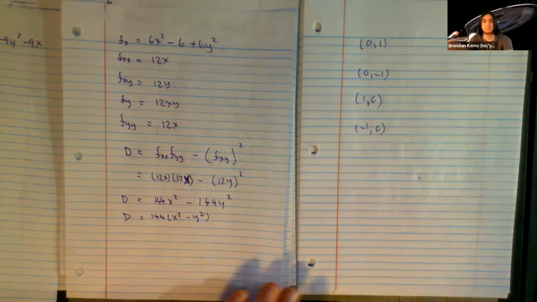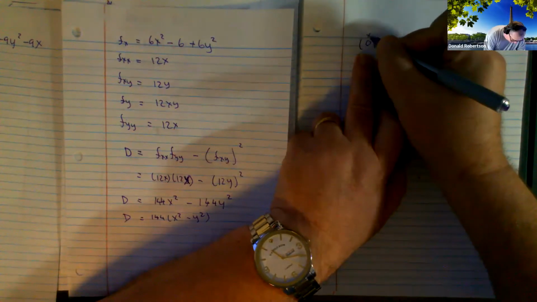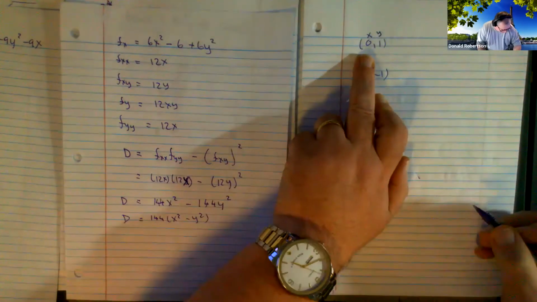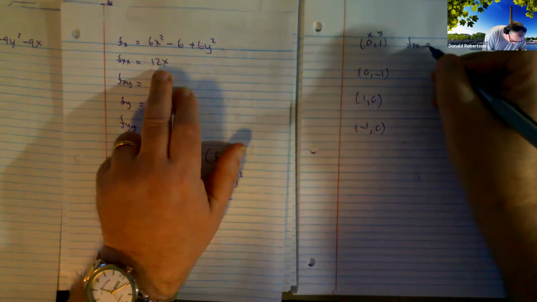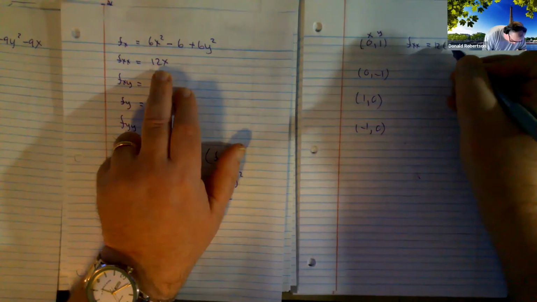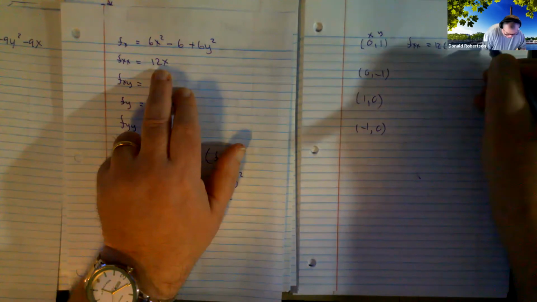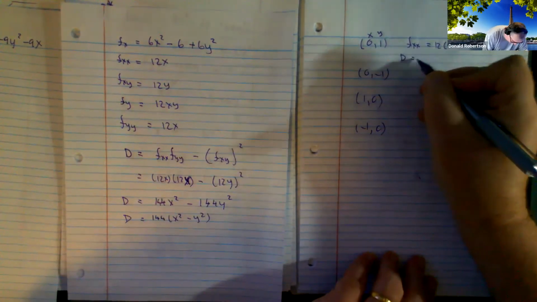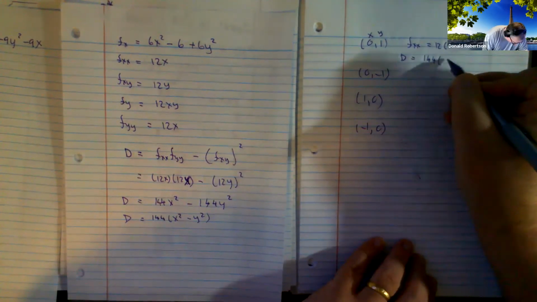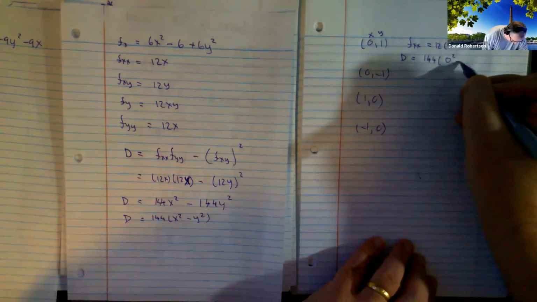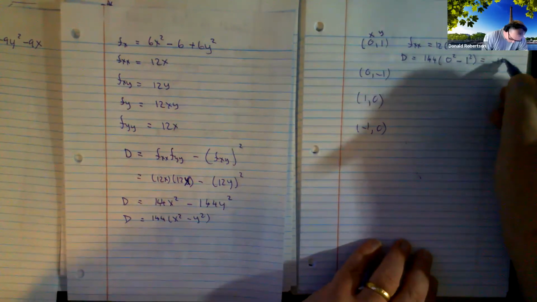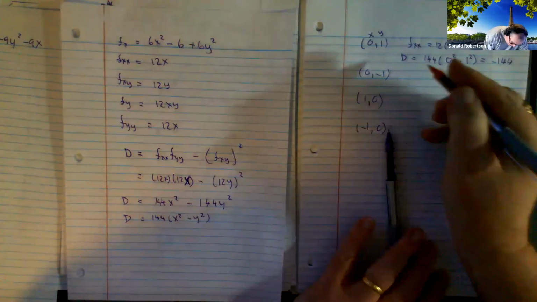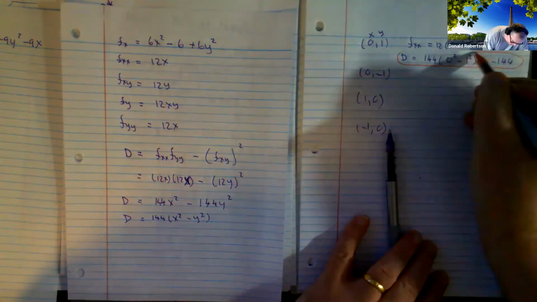Okay, we're going to test that one. So that's x equals 0, y equals 1, right? Now, the second partial derivative with respect to x is 12 times 0, which is just 0. D is 144x squared take away y squared, which ends up being negative 144. Isn't that guy negative?